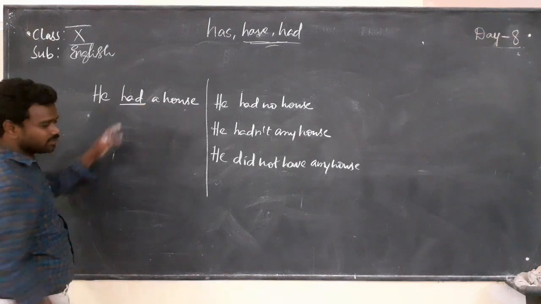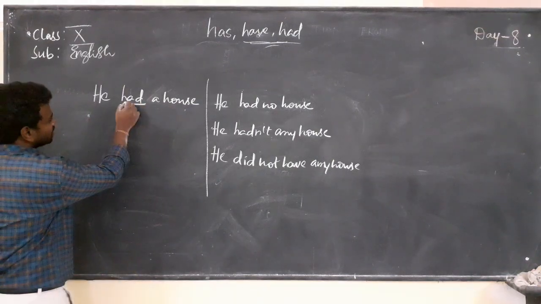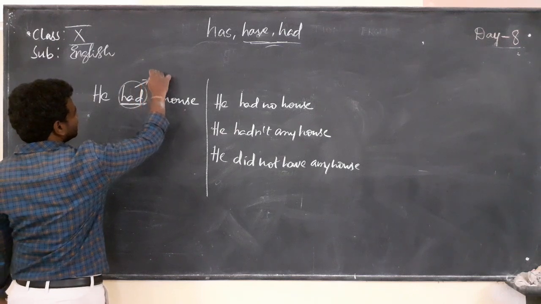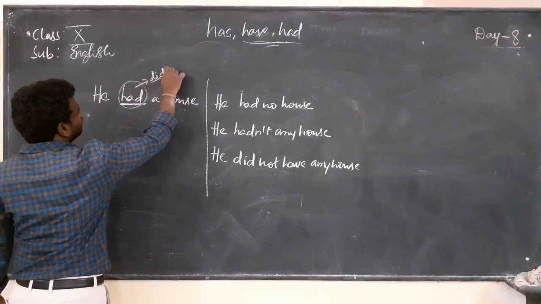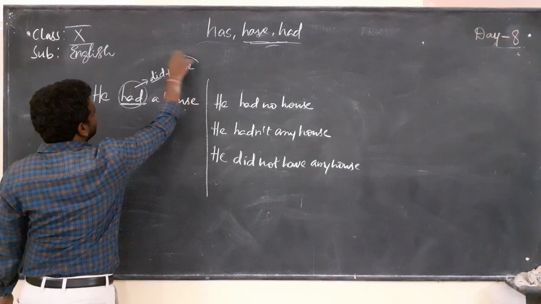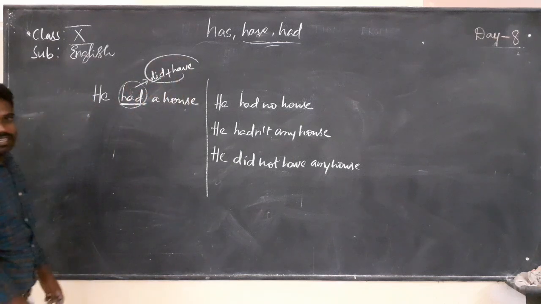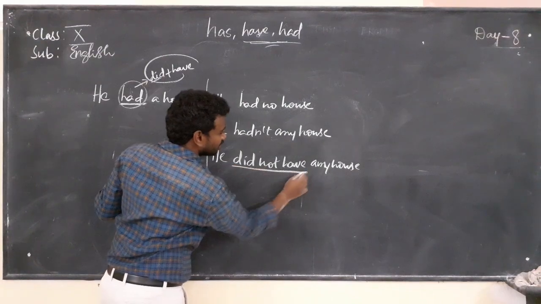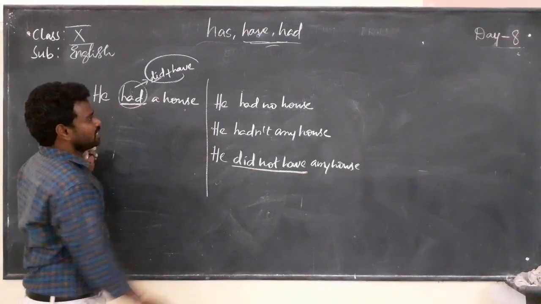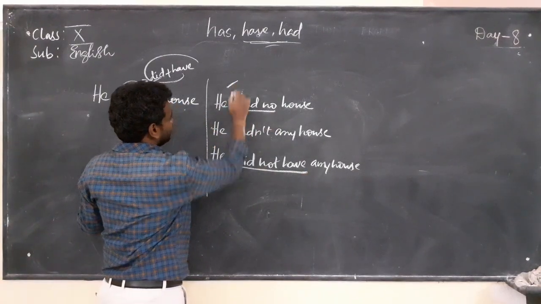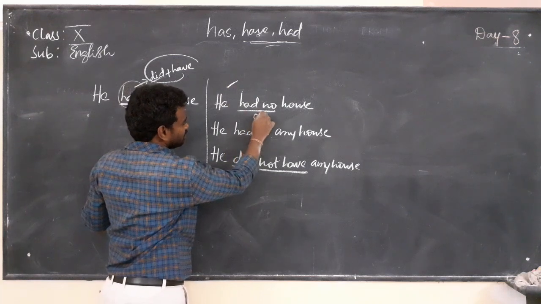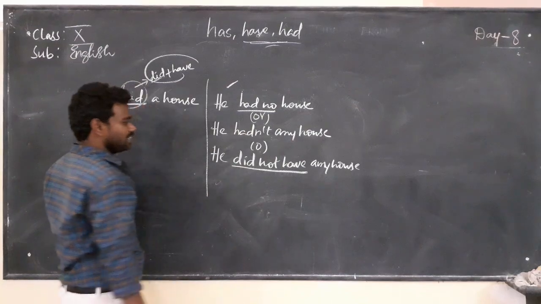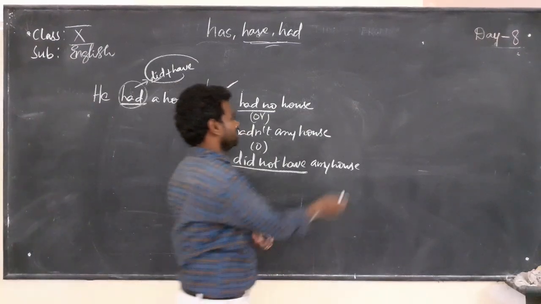So had is used as a main verb here. When it is past tense, did plus have becomes had. Did plus have becomes had. So he did not have any house. So he had no house. This is one way of writing negative. Also, he hadn't any house. This is another way. And the third way, he did not have any house. This is the third way.